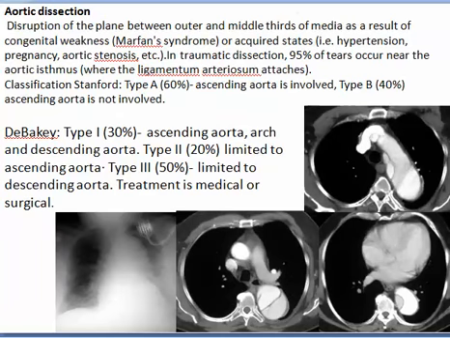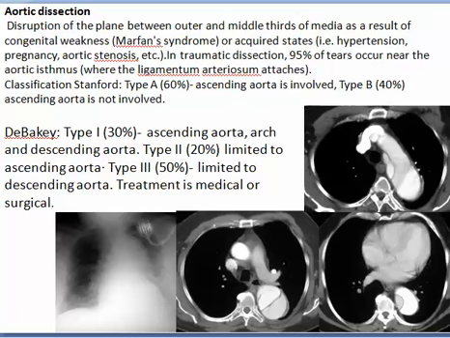Aortic dissection is the disruption of the plane between the outer and middle third of the media as a result of congenital weakness as in Marfan, or acquired cases as in atherosclerosis and hypertension, pregnancy, aortic stenosis, or traumatic. In traumatic dissection, 95% of tears occur near the aortic isthmus, where the ligamentum arteriosum is attached.